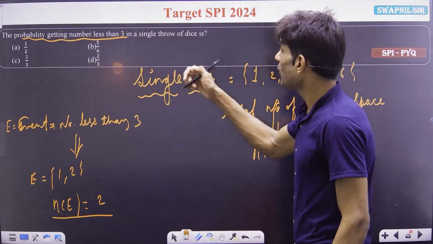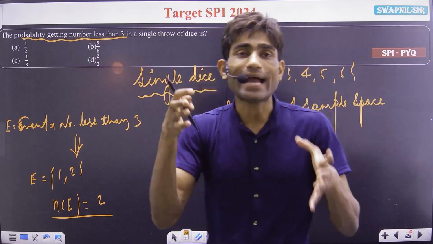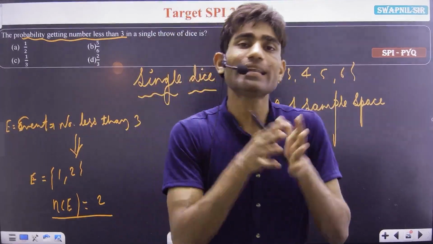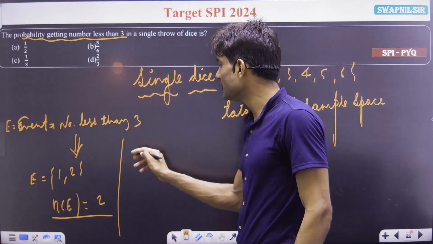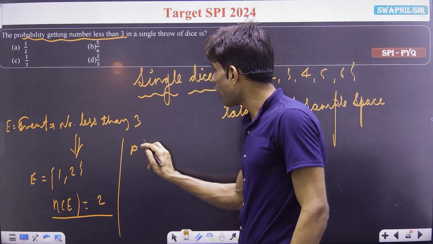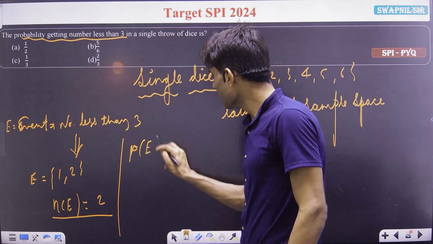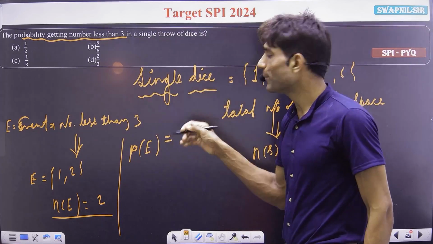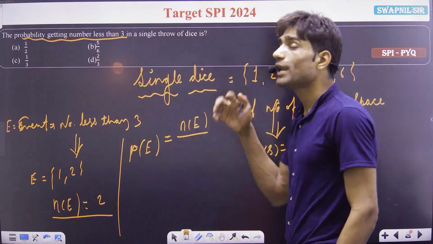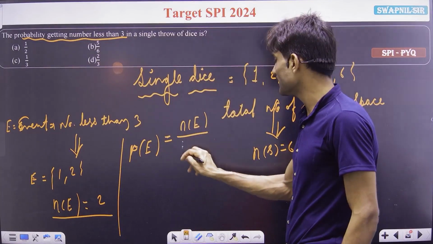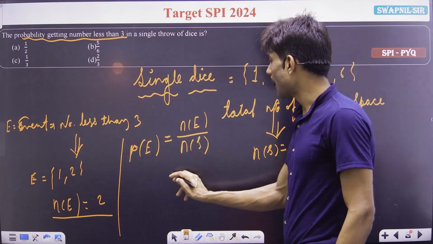Now we want the probability of getting a number less than 3. The probability of event E is equal to the number of favorable outcomes, which we denote as the number of elements in E, divided by the total number of elements in the sample space. We write n(S) here for the number of elements in the sample space.